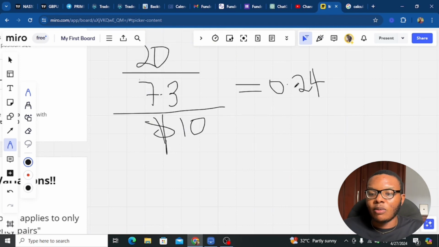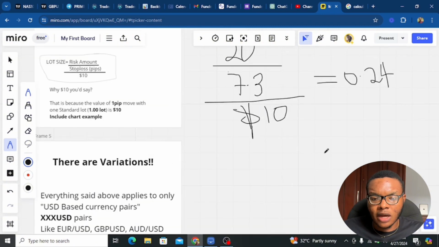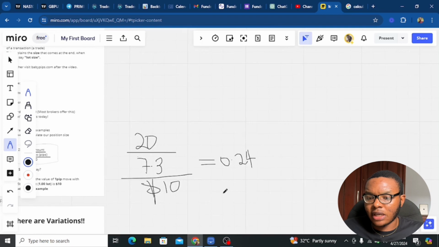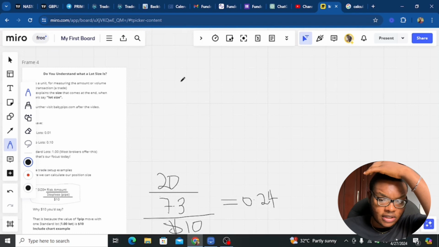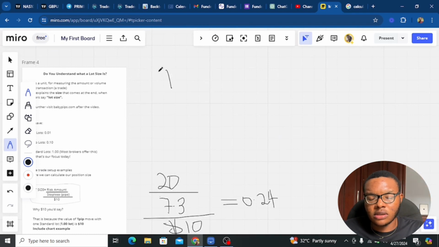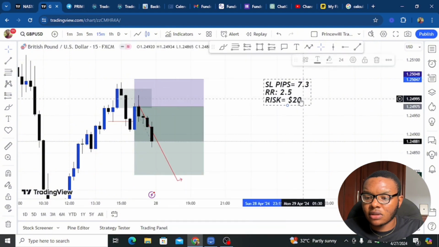It's very simple, but you may wonder why $10. I'll tell you that. Let's go over another example, just two more examples. Now let's say we have our risk to be $15. Okay, $15.